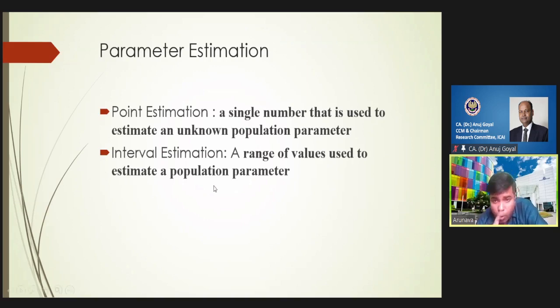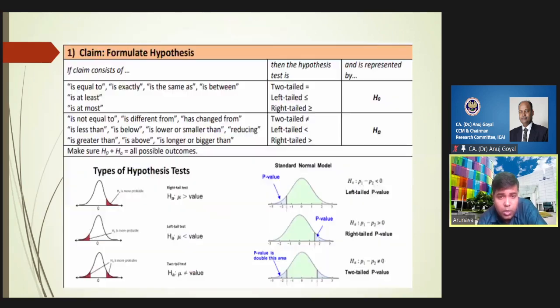Fine. So this point estimation, right, is a single number that is used to estimate an unknown population parameter. And how it is different from interval estimate is that with an interval estimate we have a range of values used to estimate a population parameter. Where does the range of values come from? From this interval, that we are giving an interval from where this population parameter can be estimated.